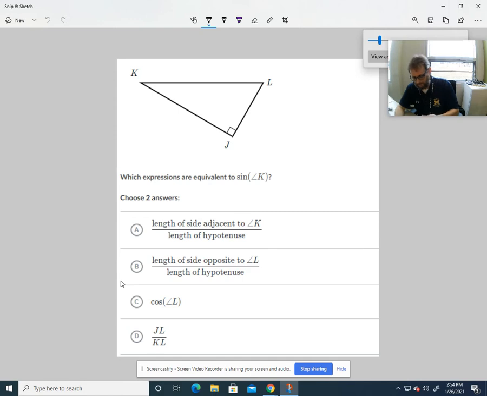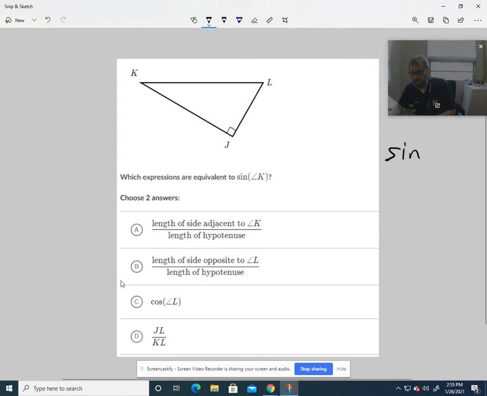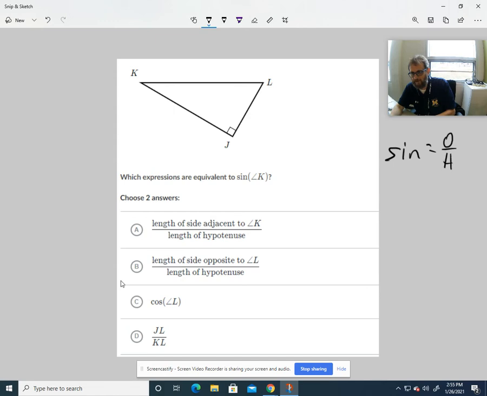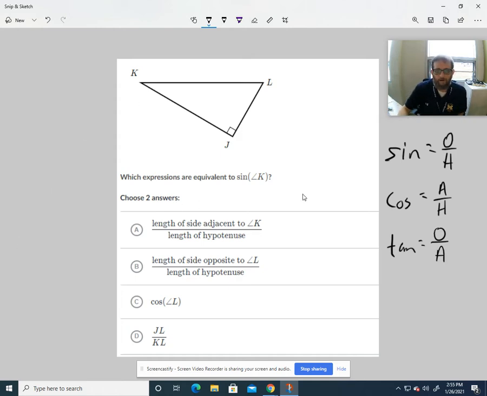Now, we're going to refresh our memory again. We're going to keep doing this over and over again. Sine of an angle is the length of the opposite leg divided by the length of the hypotenuse. The cosine of an angle is the length of the adjacent leg divided by the hypotenuse. And the tangent is the length of the opposite leg divided by the length of the adjacent leg. So we want to know two things that are equivalent to the sine of angle K. So sine of angle K is opposite.